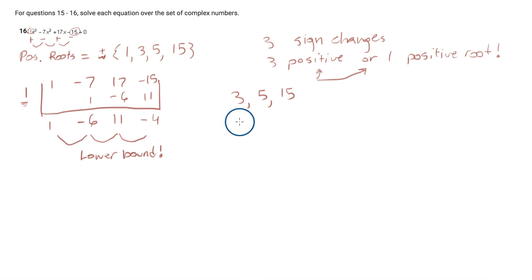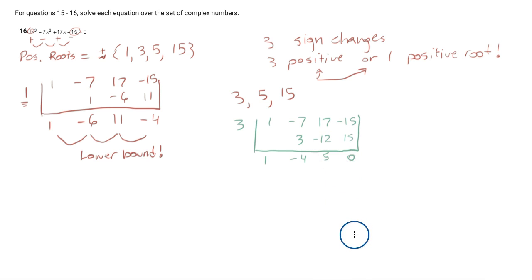So let's go ahead and test 3, since it's the second easiest number after 1 to test. And so we get 1, 3, negative 4, 12, 5, 15, and 0. Well, look at that. 3 is definitely one of our roots. And that allows us to rewrite this equation.